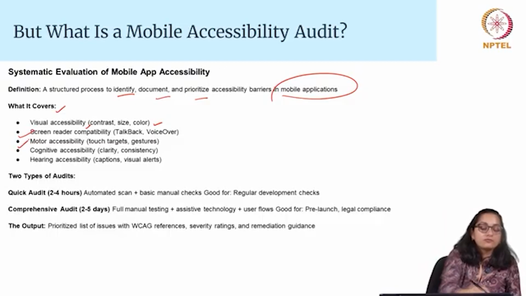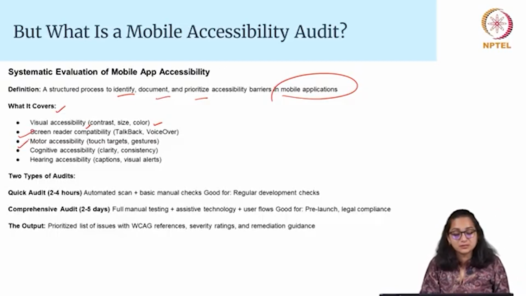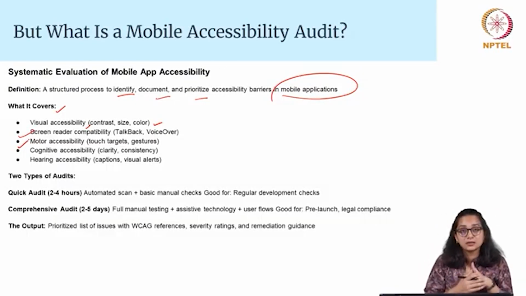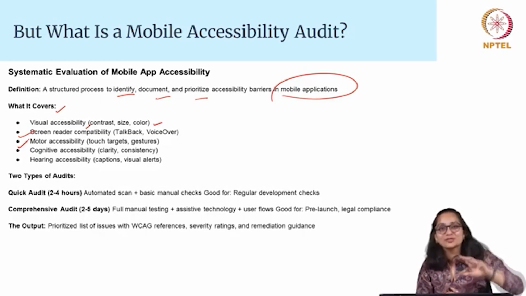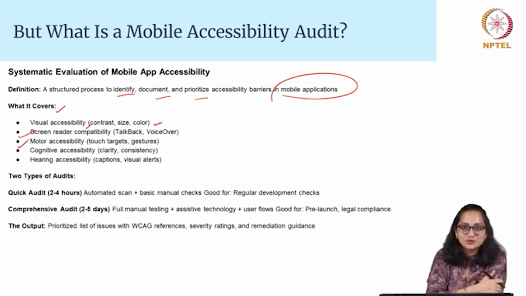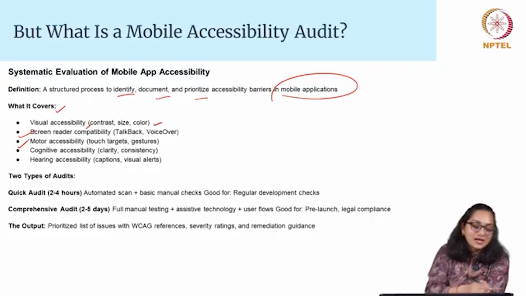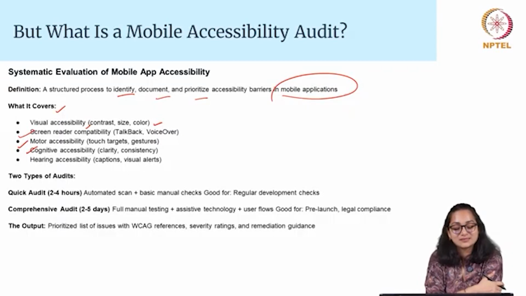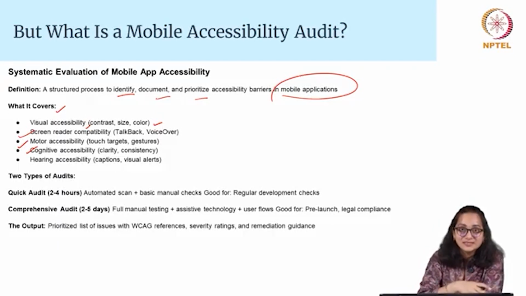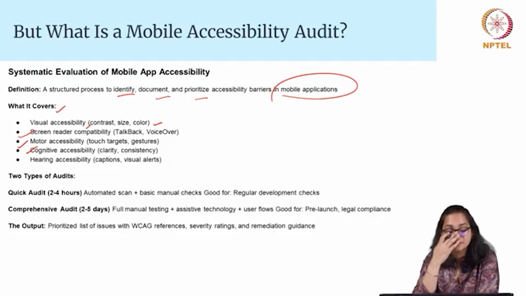Whether your apps are able to function with OS based screen readers, which is TalkBack or VoiceOver, or not. It checks for motor accessibility. So, whether the touch targets and the gestures required are too many, or require very complex manipulation of fingers, all of those assessments we have to do. Then there is a cognitive accessibility related audit.